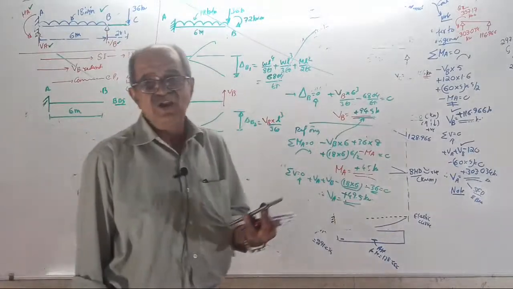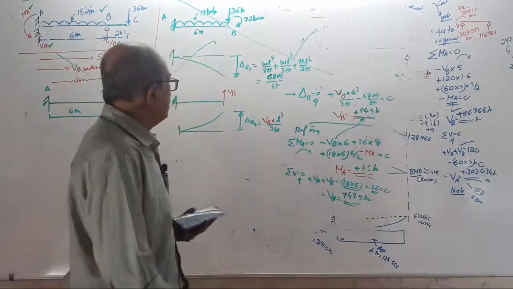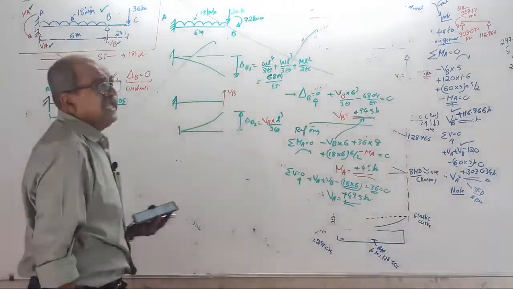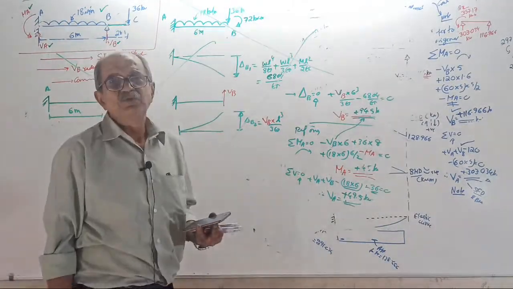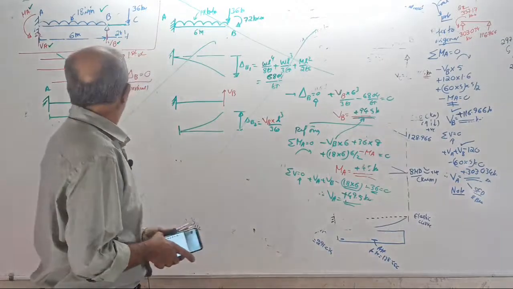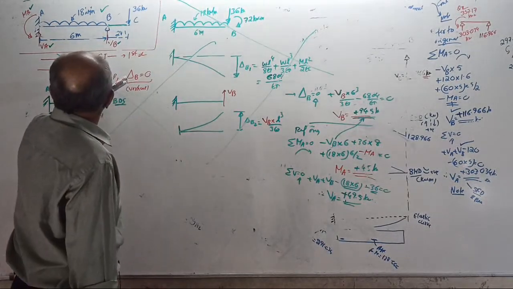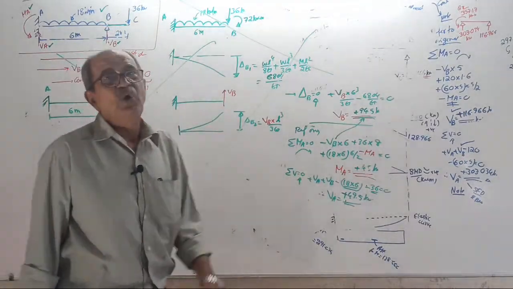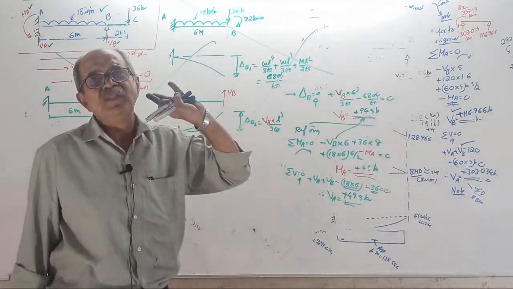Correct? Yes or no? I told, if somebody asks me for this beam, I want MA. Okay, how will you solve it? What do you want? MA, no? 18 into 4.5 minus 36 will be the answer. 45, how you got it? You wanted the answer, I told the answer.